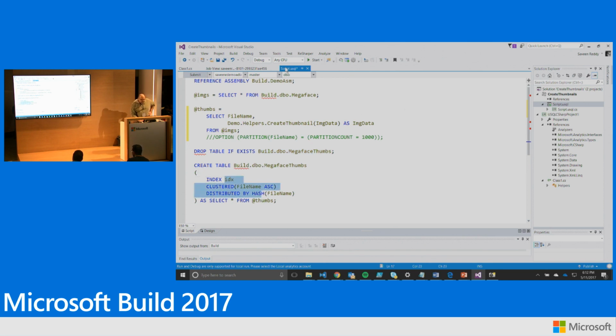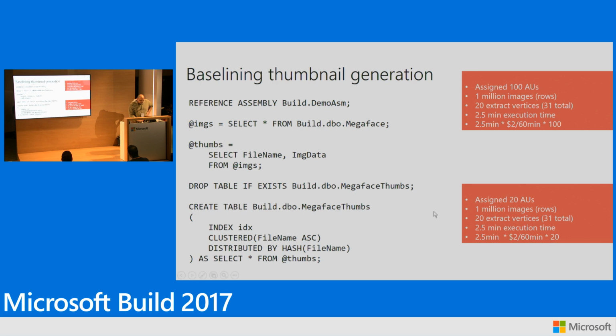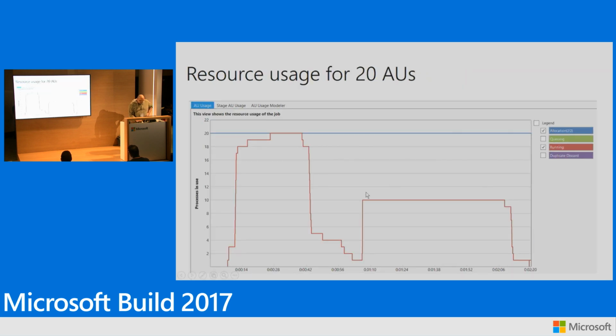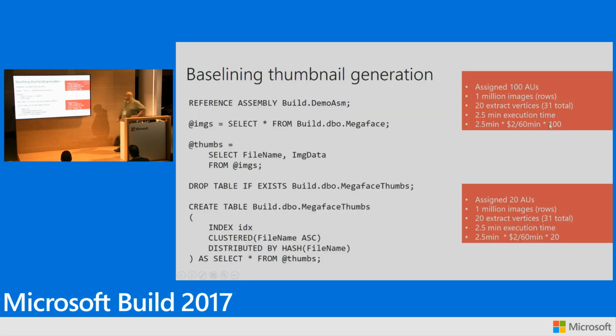So when I run this, this will take about 2.5 minutes. Let me, I have the numbers with me. So here's the code. If this is doing nothing, this will take about 2.5 minutes. And now notice, if I assign it 100 AUs, 100 nodes, it's 2.5 minutes. If I assign it 20 AUs, it's still 2.5 minutes. That is to say, I've been driving the slider up and down.